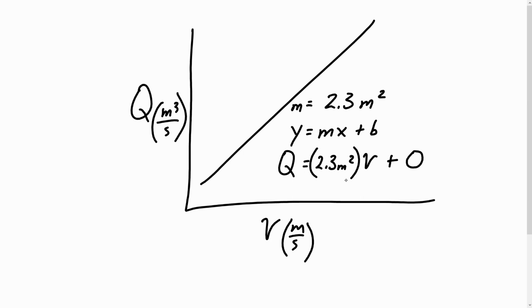Wait a minute. Meters squared. What is meters squared the unit for? Q is equal to area times velocity, and I have derived the equation for flow rate. It's kind of funny, so many people leave off this last part, but that's the cool thing. What did your graph actually tell you?